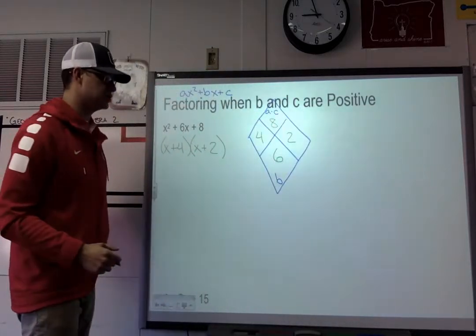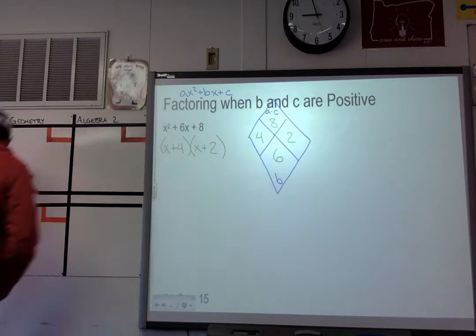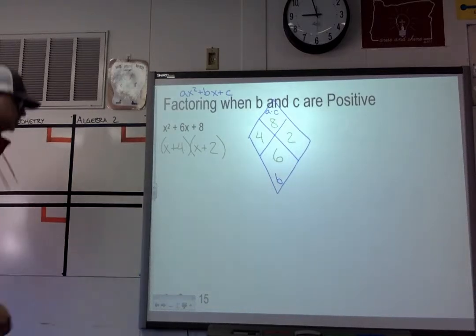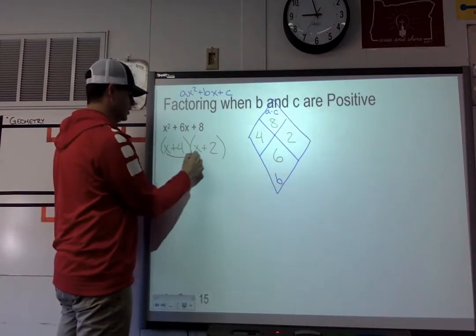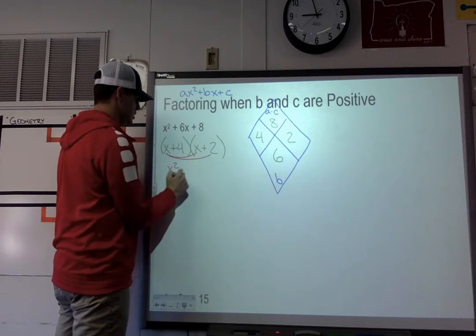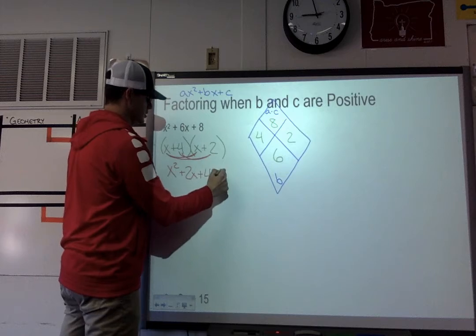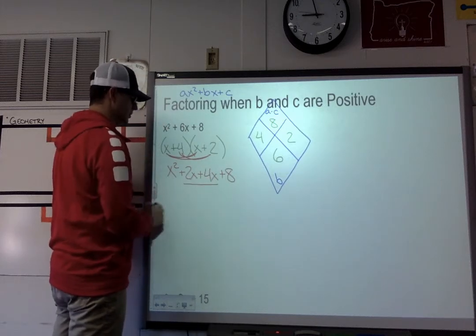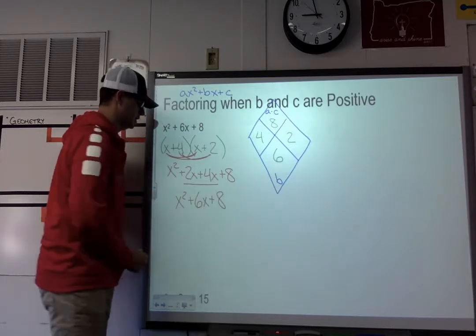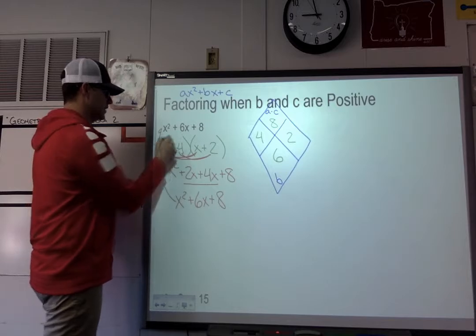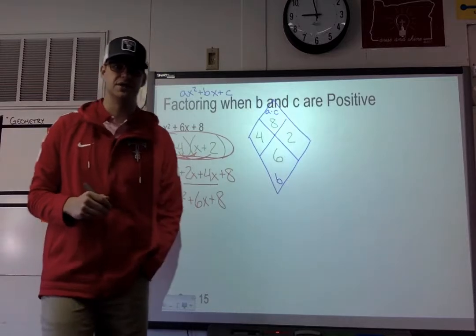Now, you can go back and check your work to make sure that you got the right factors here. In order to check your work, you are going to take whatever your two binomials that you ended up with, and you're going to FOIL them. So we get x squared plus 2x plus 4x plus 8. Simplify, combine like terms. x squared plus 6x plus 8, which is the same as right there, so that means this is our answer. x plus 4 times x plus 2.